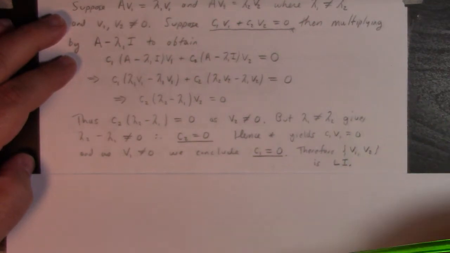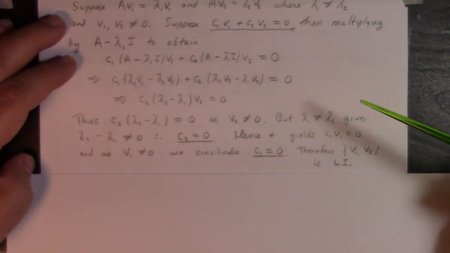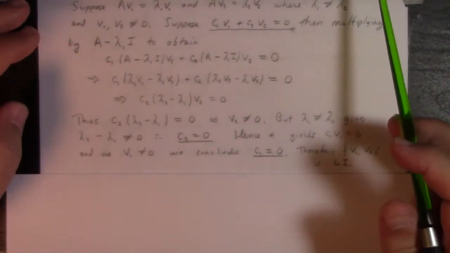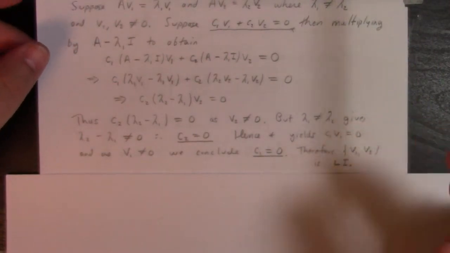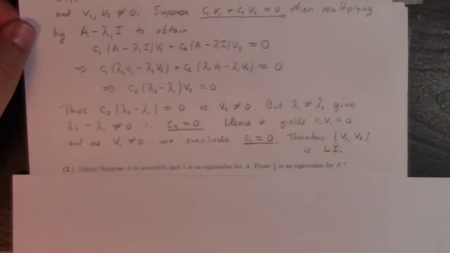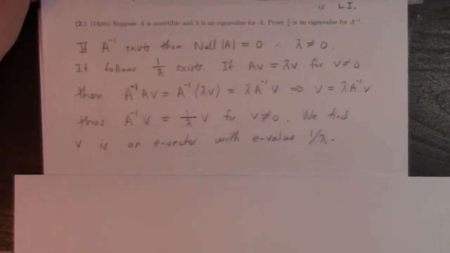Now, of course, you could also do this by contradiction. If you assume that one is a linear multiple of the other, you can work that out. I think we did both in class, and of course this was also on quiz 3, as you guys know.